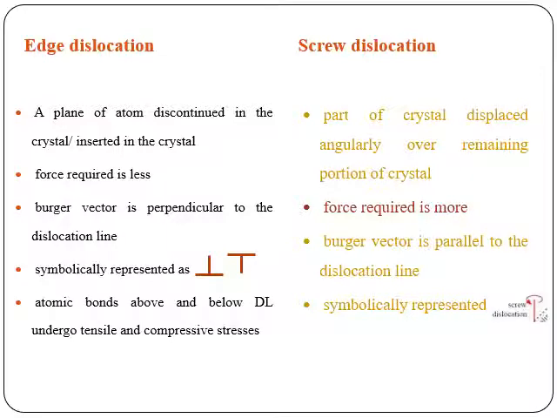When it comes to the bonds, above and below the dislocation line there will be either tensile or compressive stresses, but the screw dislocation is followed by atomic shear stress. And the edge dislocation moves faster compared to the screw dislocation, because in the screw dislocation a whole part should be moved, so it takes more time to move. The screw is a bit slower, but the edge dislocation moves at a faster rate.